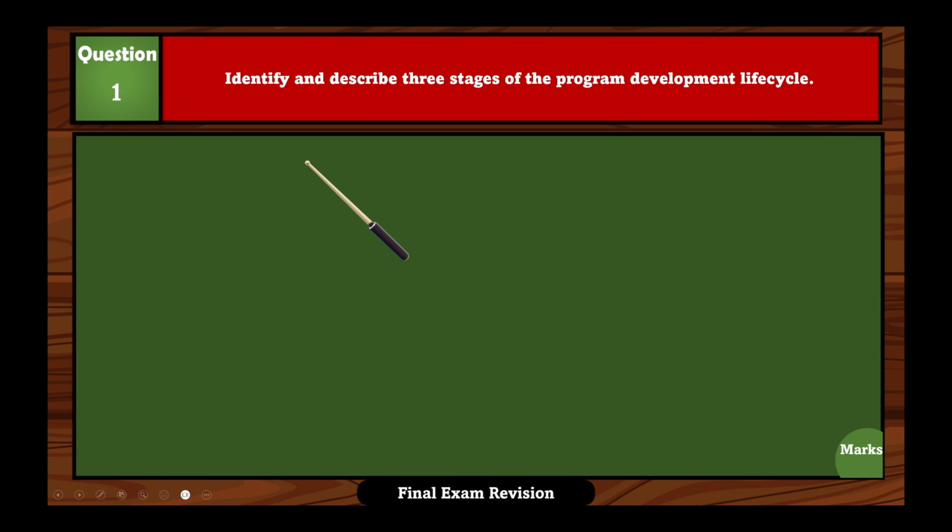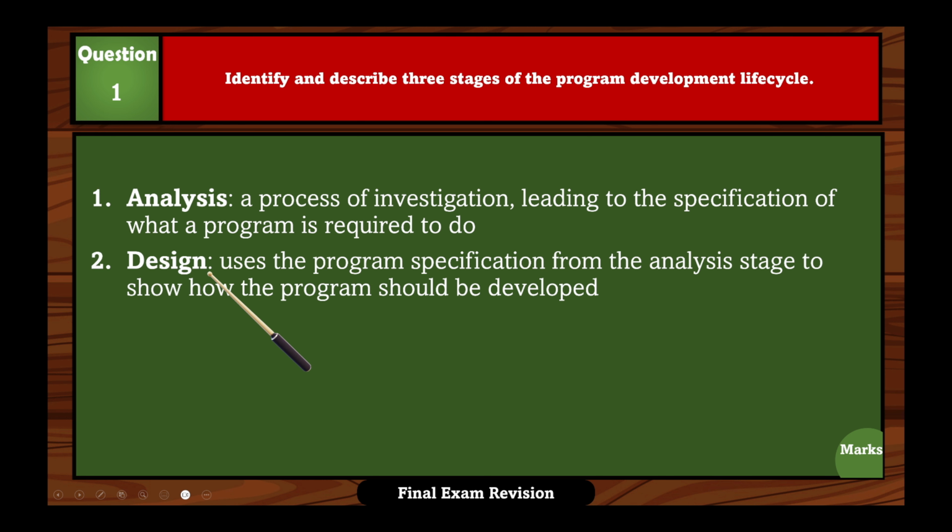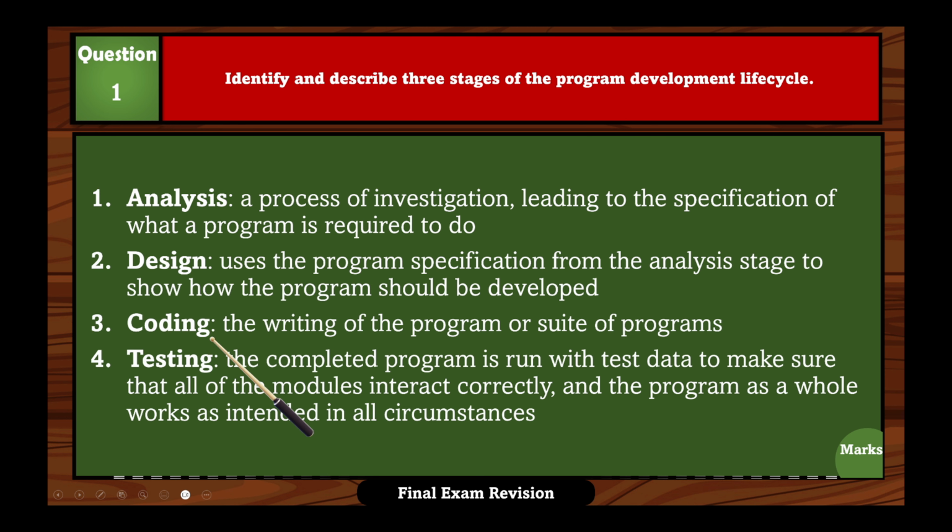Question number 1, identify and describe 3 stages of program development life cycle. So we know there are 4 stages of program development life cycle. First stage is called analysis stage. Second stage is called the design stage. Third stage is coding. And the last stage is the testing stage. Analysis stage, a process of investigation leading to the specification of what a program is required to do. So in this stage, we just investigate and find the requirements of the program.